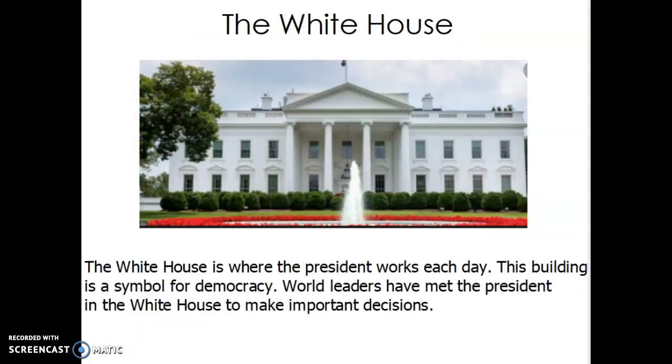The White House. The White House is where the president works each day. This building is a symbol for democracy. World leaders have met the president in the White House to make important decisions.